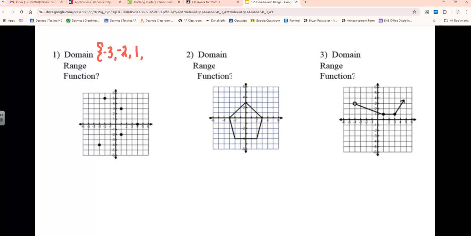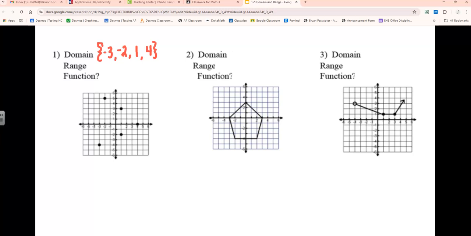And then if I keep going over, what's my last one? I think it's actually 4. I know it's tiny right there for you to see. And you're going to end with the squiggly brackets. Okay? That's going to give you your domain.